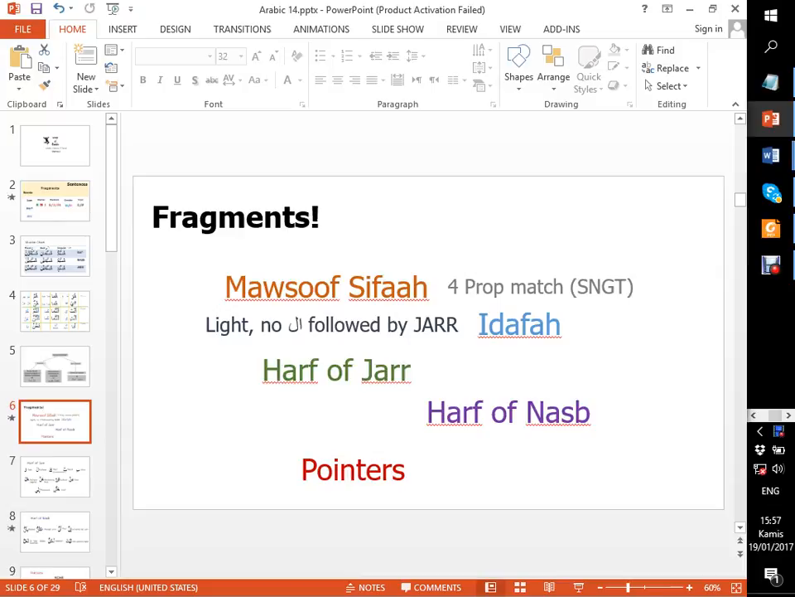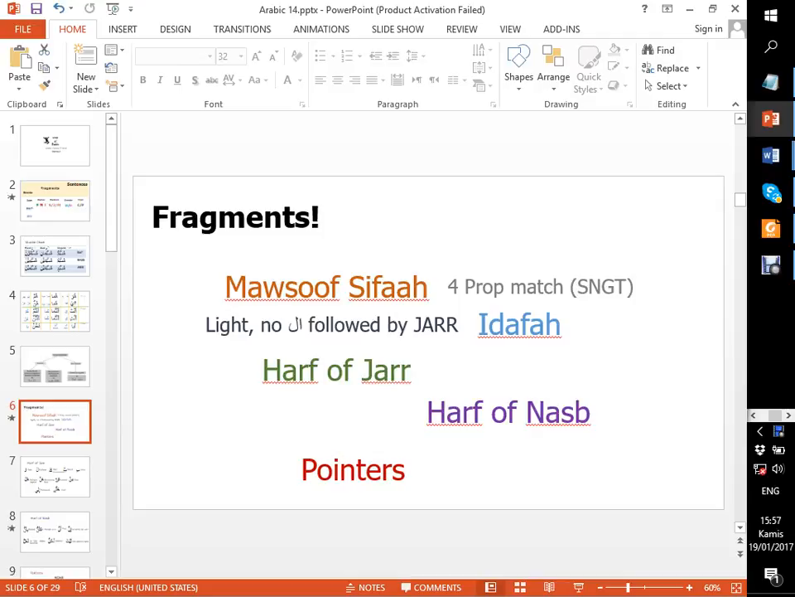So for Mausuf Sifat, it is a noun adjective fragment. Basically the rule is the Mausuf should be matched with the Sifat in the four properties: SNGT, status, number, gender, and type. And the fragment itself can have multiple sifat. Like the Mausuf is the man, and the sifat is he is tall, brown, nice. You can make up a fragment like that.